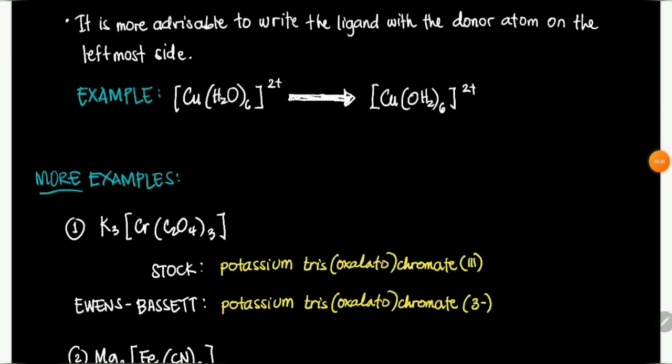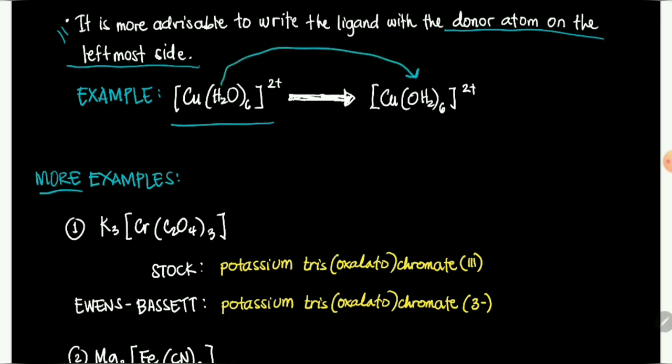Okay? So, another note, it is more advisable to write the ligand with the donor atom on the leftmost side. So, magiging mas useful ang inyong chemical formula kasi magkakaroon na kayo ng information on which atom yung nagdo-donate ng kanyang lone pair dun sa central metal. Okay, so for example, we have this compound, hexaaqua copper 2 kapag stock system, hexaaqua copper 2 plus naman kapag Ewens Bassett. So, i-rewrite natin yung ligand such that mauuna yung oxygen kasi yung oxygen, yung donor atom. Okay? So, sa water molecule, yung oxygen yung nagdo-donate ng kanyang lone pair dun sa copper 2 plus.